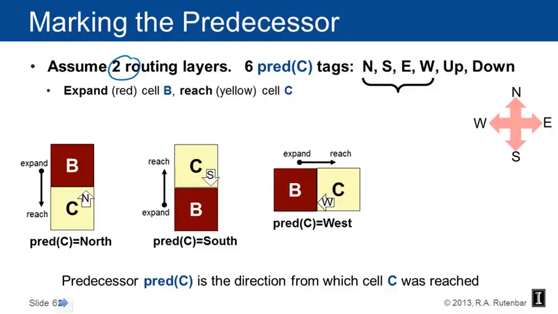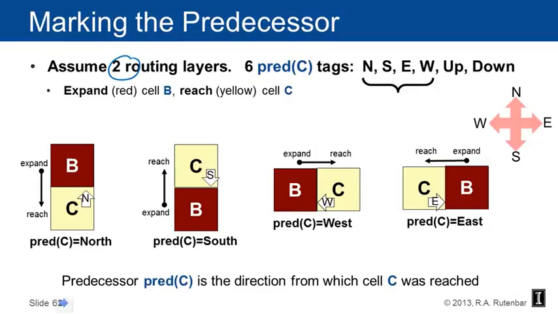Now we've got B on the left and C on the right. You say, hey, cell C, how were you found? And the answer is from the west. So you mark its predecessor as west. You flip it, cell C is on the left and B is on the right. Say, hey, cell C, how were you reached? Answer, from the east. B is from the east, and so you mark the predecessor as east.